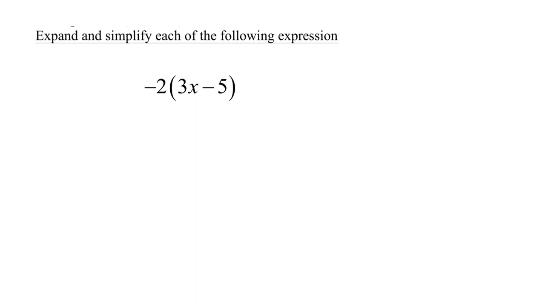And for this particular question, we can actually see this as negative 2 groups of 3, meaning we are going to multiply negative 2 by 3x to give me negative 6x. Negative 2 times negative 5, positive 10. And we have come to the end of this segment.